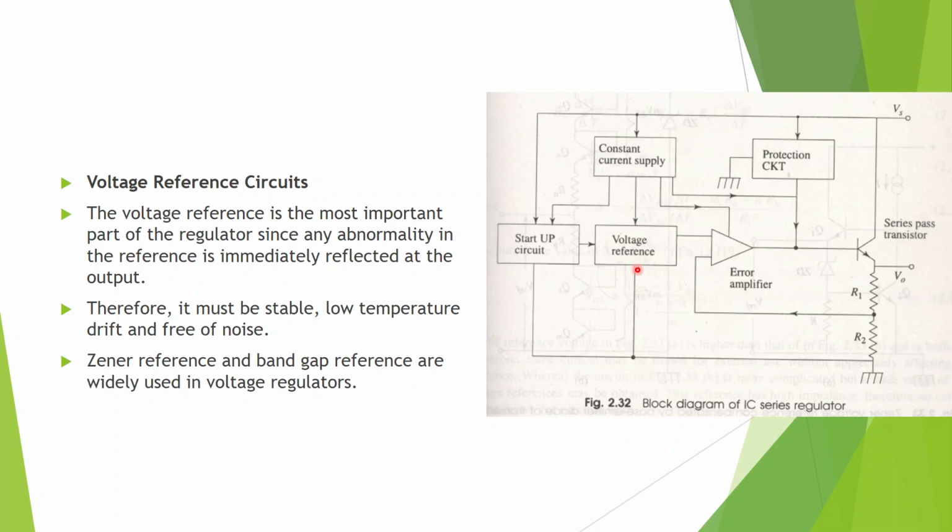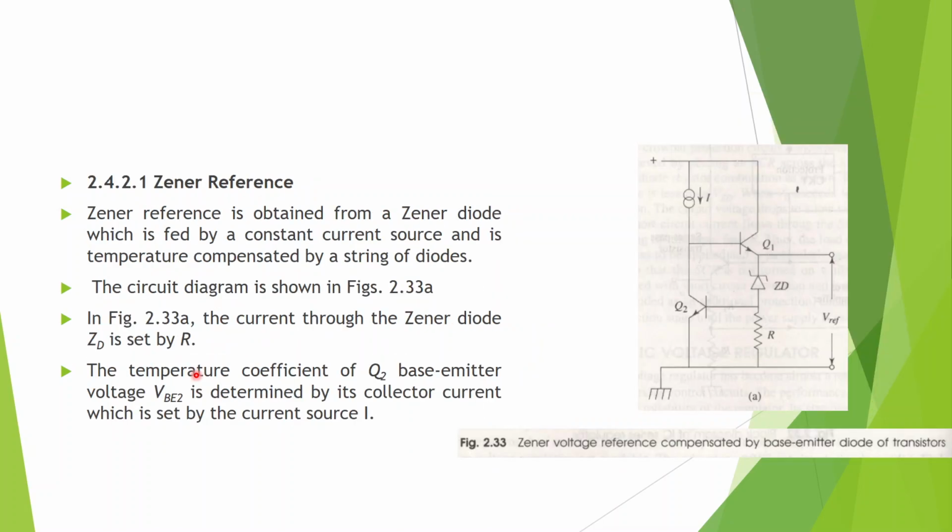It should have low temperature drift. That means there should be very little effect of temperature on its value, and it should be free from noise. There are two types of reference voltages. One is called the Zener reference, another is called the band gap reference, which are widely used. We shall study only the Zener reference as part of our syllabus. Zener reference, as the name itself suggests, is obtained from a Zener diode, which is fed by a constant current source and is temperature compensated by a string of diodes.